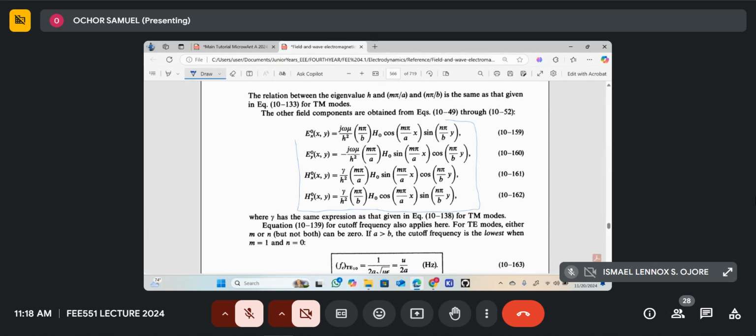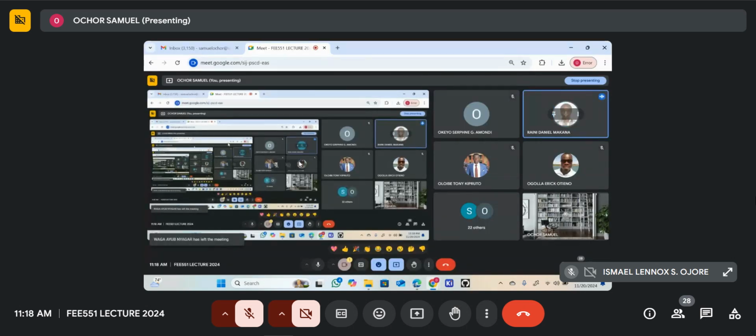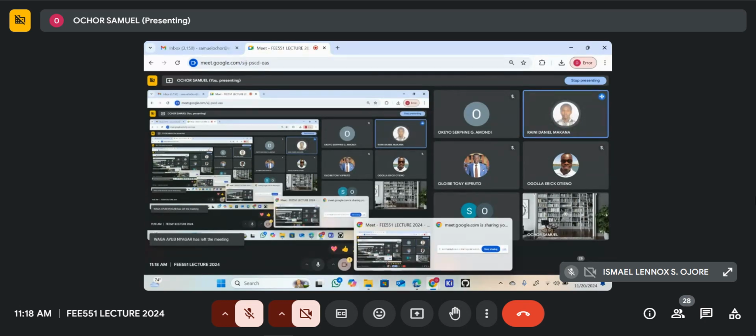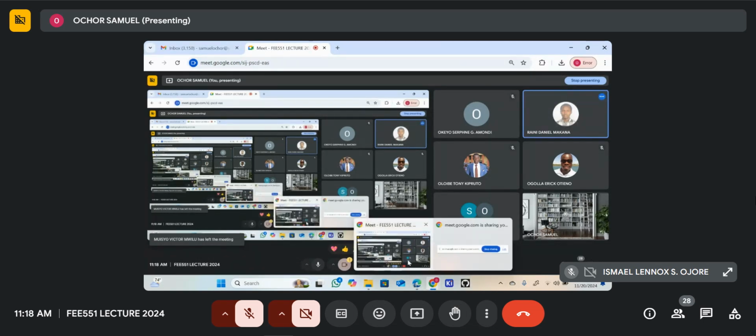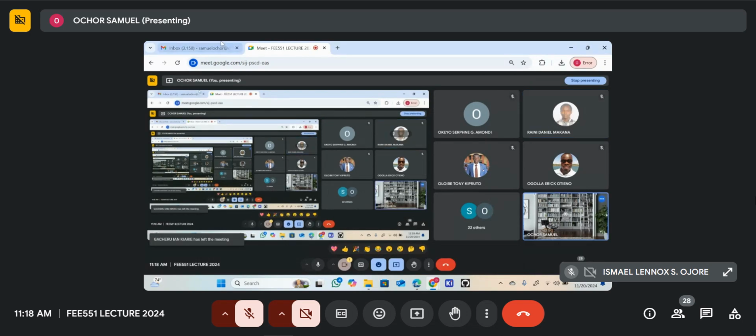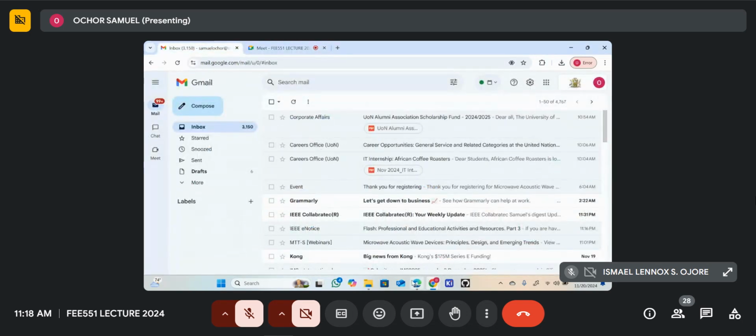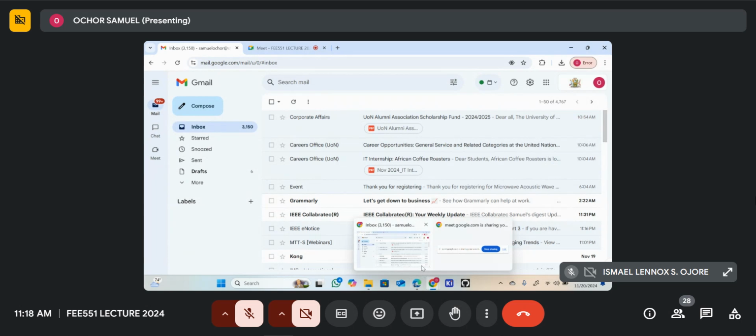Allow me to interrupt. I guess this question you're doing is an example in Elements of Electromagnetics by Sadiku. And he says the mode of operation is TM13 or TE13.